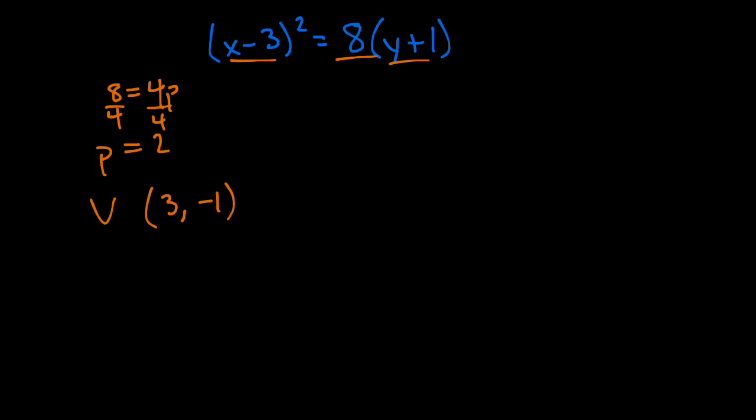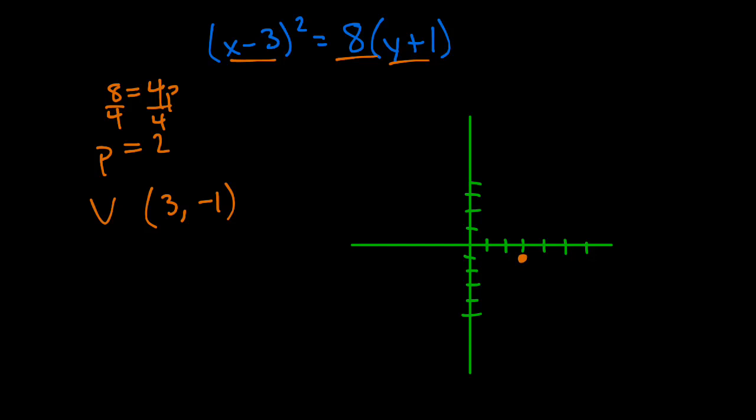Probably helpful to go ahead and graph that quick. So let's draw our coordinate plane. And let's plot our vertex at 3, negative 1. So 3, negative 1, right 3, down 1. There's our vertex. I think it's helpful to draw things as we try to figure out what they are, because then it's easier to count our distance to our focus and our directrix.